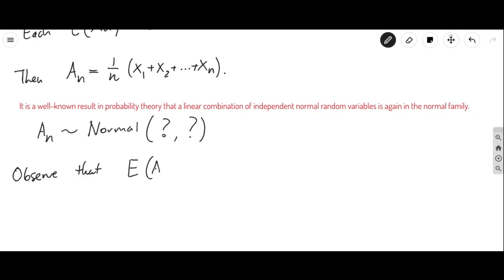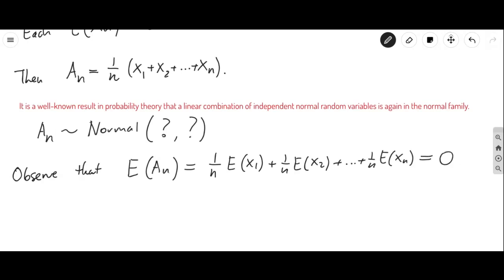The expectation of an: the expectation of the sum is the sum of expectations, and you can factor out the constant. So it'll be the expectation of x1 plus the expectation of x2, up to the expectation of xn, and all of these are equal to 0. So that means that this number has to be 0.